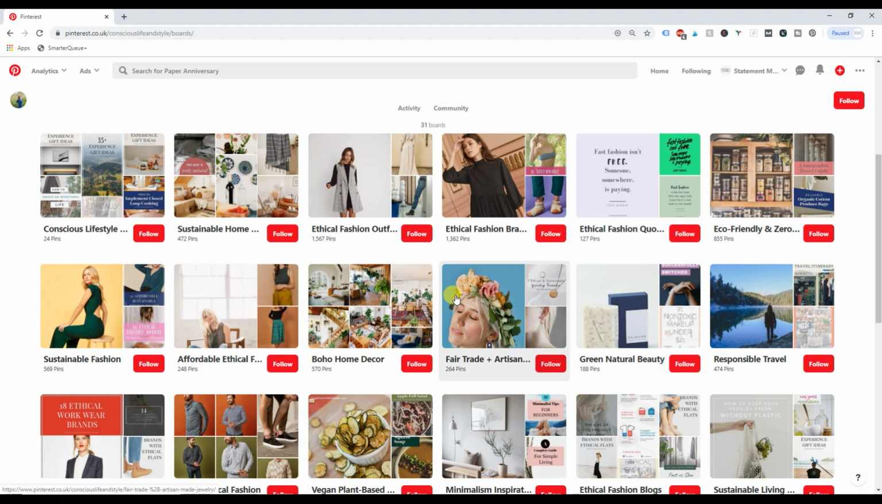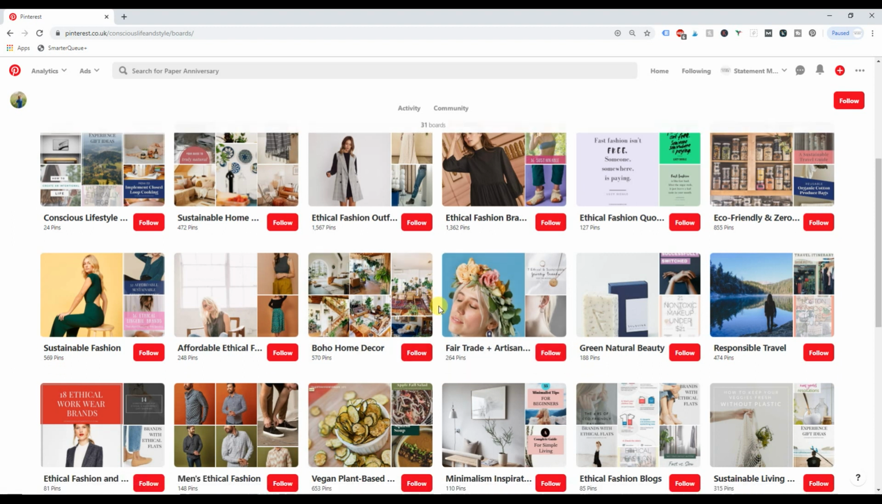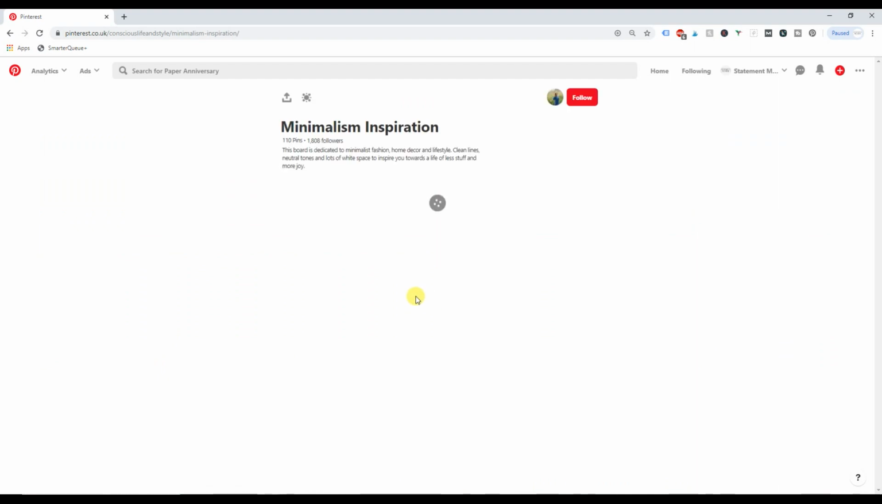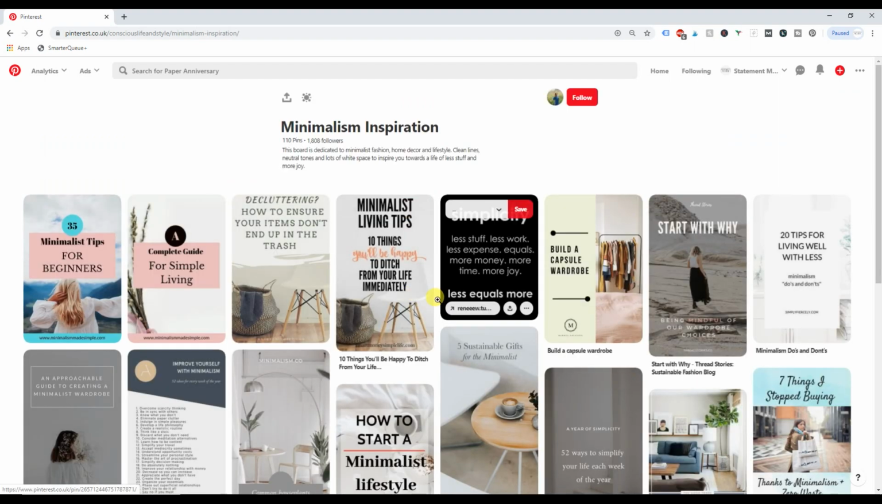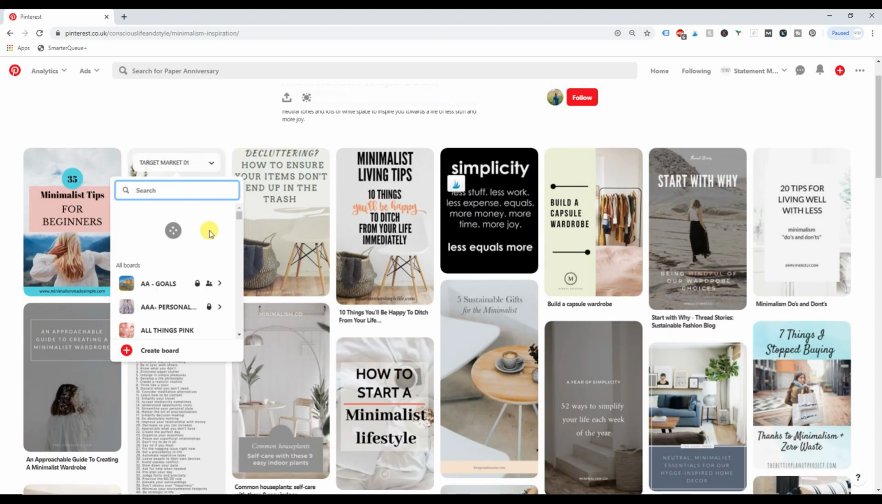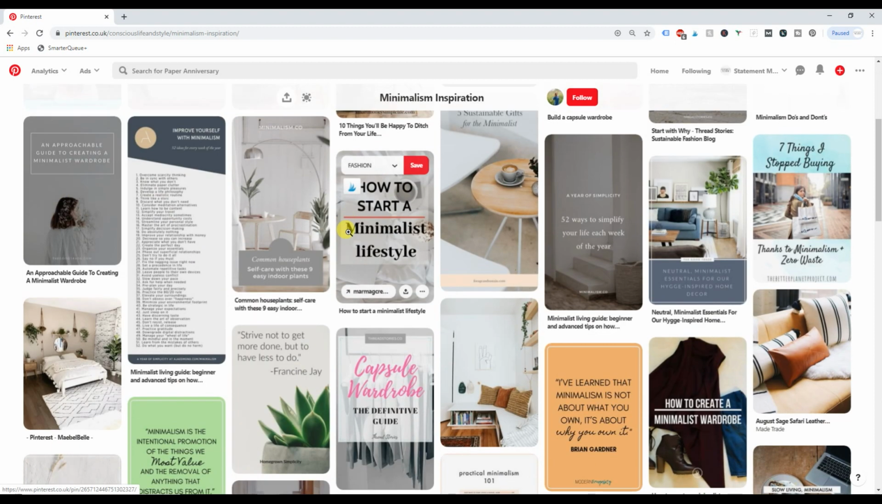Aha, boho home decor. Boho could be a good word to describe our target market as well. Minimalism, aha. Now I feel like with our busy woman who has a hectic life, minimalism is probably right up their street. So I am going to save a good few of these pins because I am feeling like I am vibing with this at the minute.